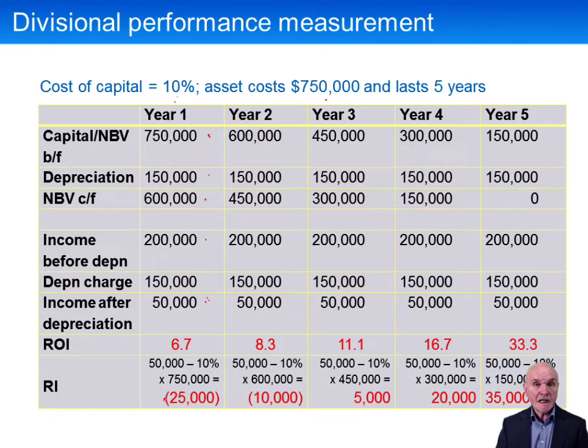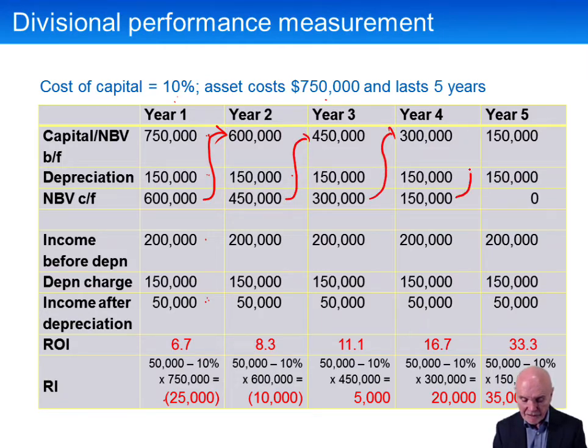Let's see what happens the second year. So we had 750,000 first year less depreciation. We have the 600,000 is the capital employed for the second year. Depreciation, straight line, is going to be the same all the time. So you can see here the way it's going. The carried forward capital is just going like that as we take each year's depreciation off. The income before depreciation is the same. The depreciation is a straight line, and so the income after depreciation is the same for each year.